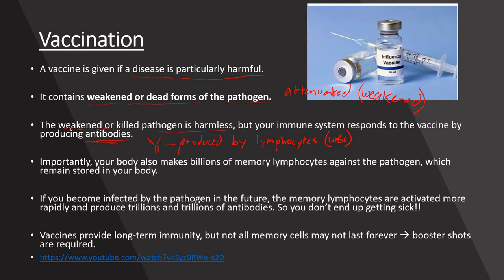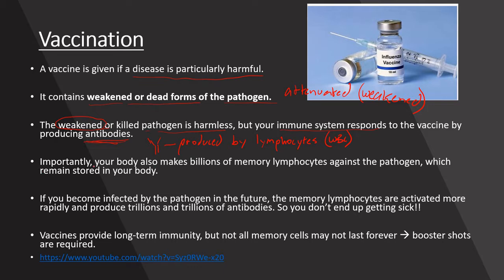So you'll be injected with a weakened or attenuated version of the pathogen, and your immune system responds to the vaccine by producing antibodies, which are the Y-shaped proteins produced by lymphocytes. Remember, these Y-shaped proteins can do a couple of different jobs. They can make phagocytosis easier by clumping together the pathogen, so your macrophages can eat them easier. And they can also block some bacteria, for instance, from releasing toxins, among other things.